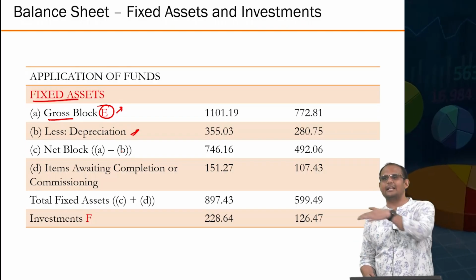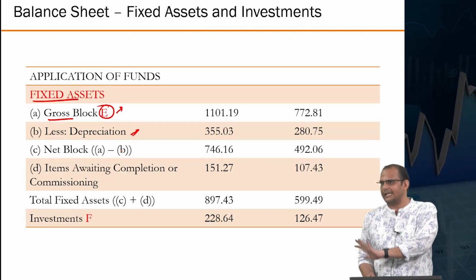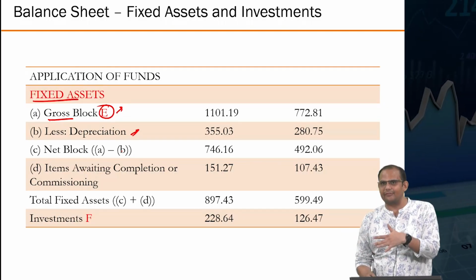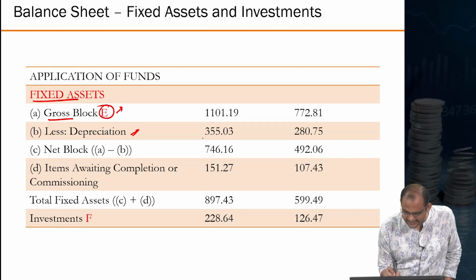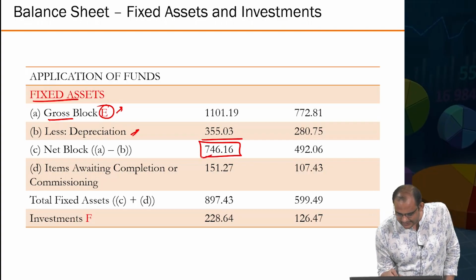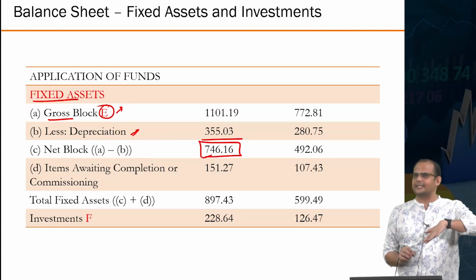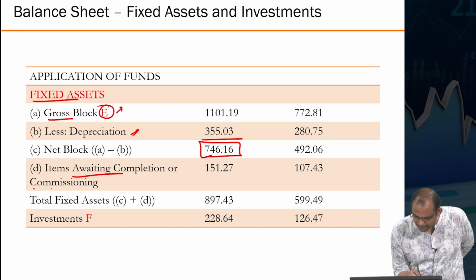So an increase in depreciation amount is not necessarily an increase in liability. It is essentially a decrease in asset value, right? So that you need to properly reflect. So in this case, suppose the depreciation amount has been given to you. The net block is essentially the gross block minus the depreciation amount. That's your total assets.